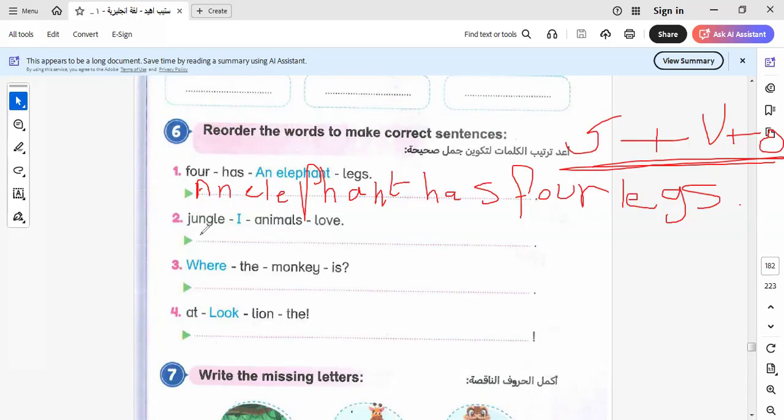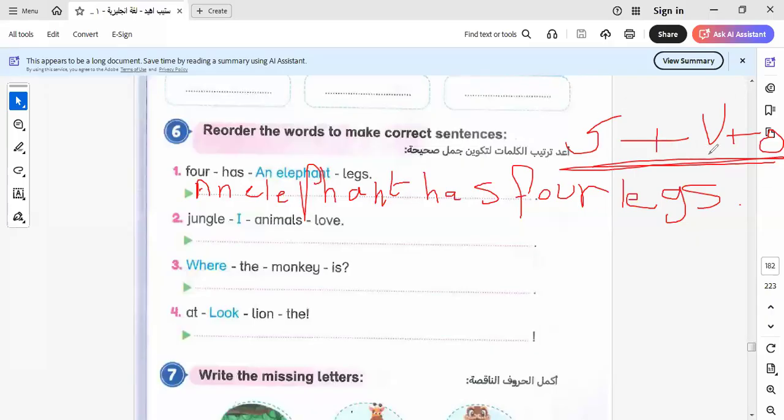Here I answer 2 of them and I will leave the rest for you to do by yourself. Okay, now we know how to do it. I give you the rule and you apply the rule to the rest of the questions. I will do this one because it's different. When we make a question, I do the same thing.